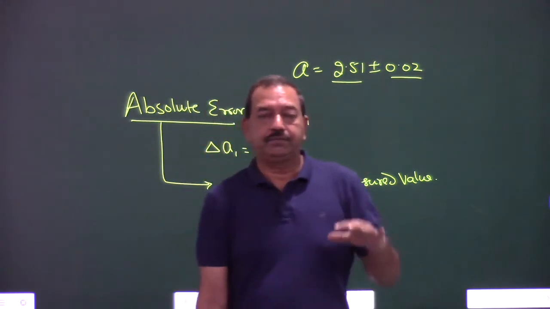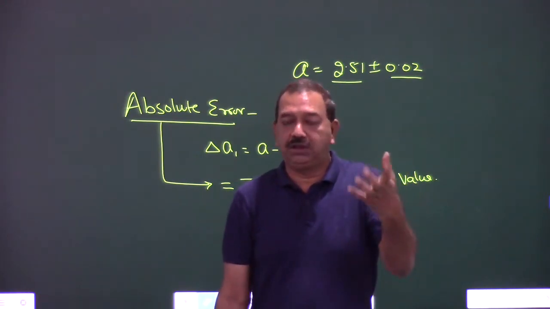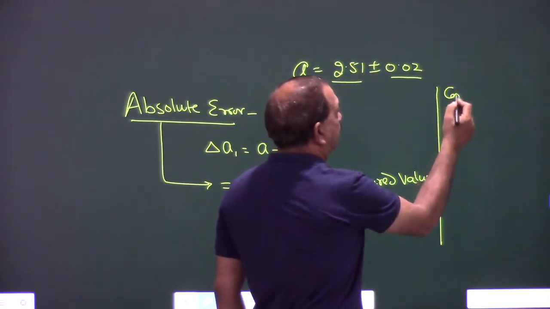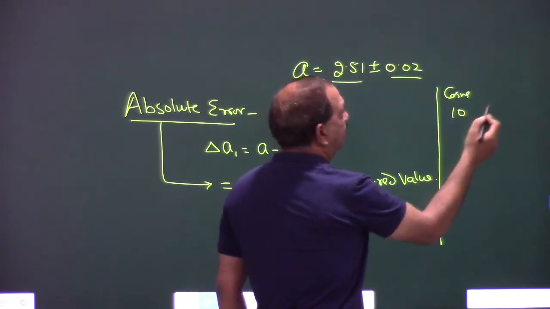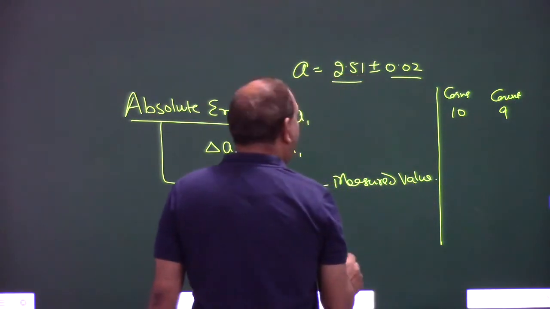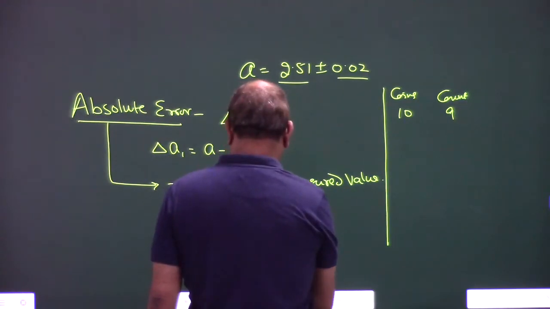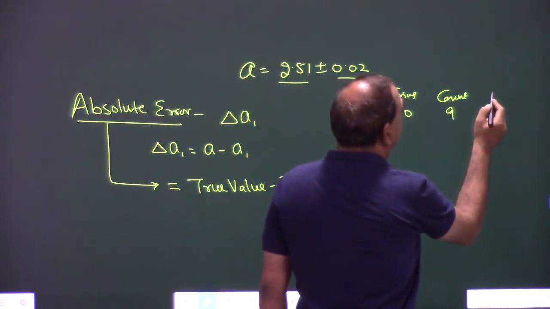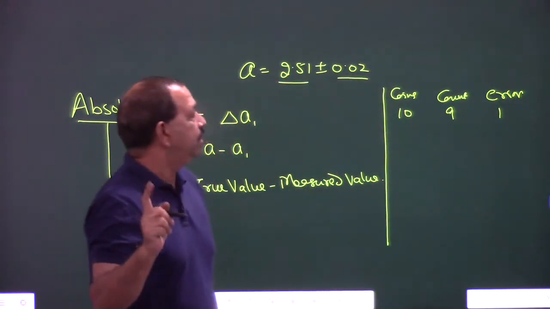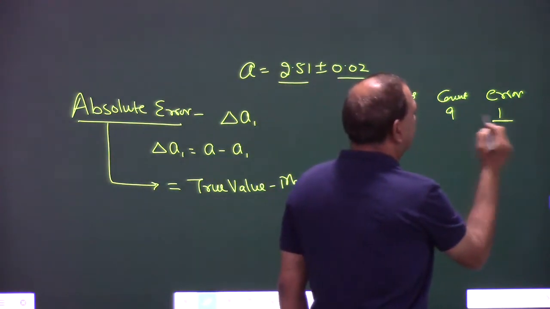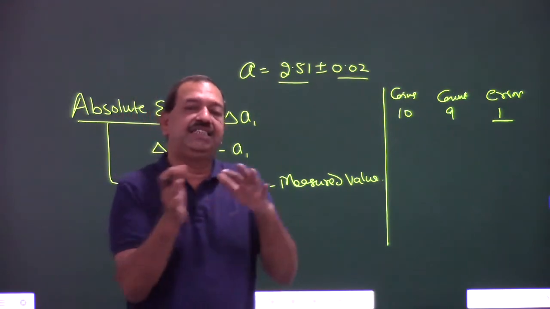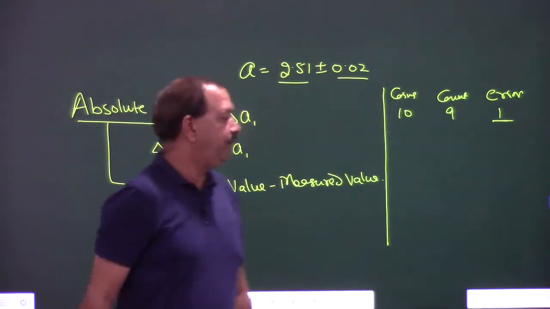For example, I gave you some coins to count, say 10 coins. How much did you count? You count them 9. Then how much is the error? The error is 1. So you make the error of 1 coin in the counting. So this is called absolute error, right? So that is one way of representing the error, exactly what the error is.